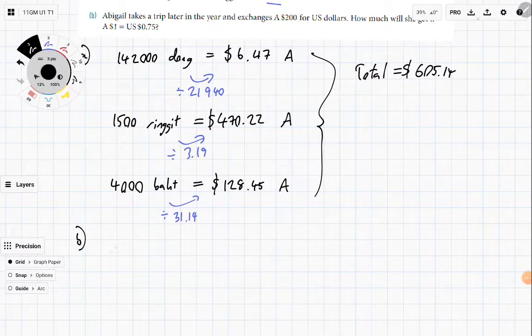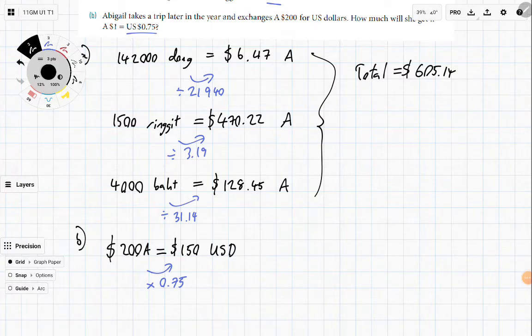So this time we've got 200 Australian dollars, and we want to convert it into US dollars, so we're going to multiply by the conversion rate, multiply by 0.75, which gives us 150 US dollars. And there you go.